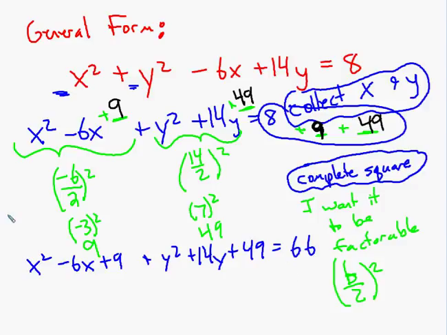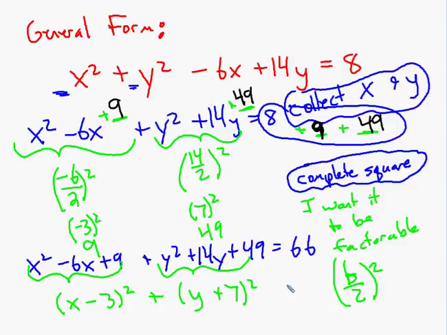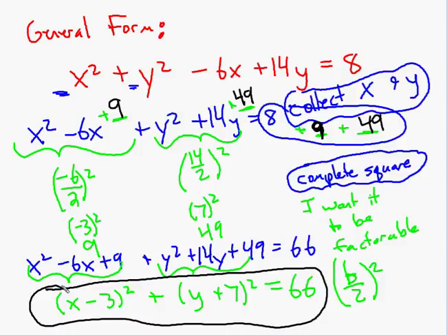Now what I'm going to do is factor this and factor this. So when I factor the x's, I'm going to get x minus 3 squared, plus, when I factor the y's, y plus 7 squared equals 66, and then I'm done. This is the answer. And now from this answer, I know my center. What's my center? 3, negative 7. What's my radius? Root 66. That's a book.